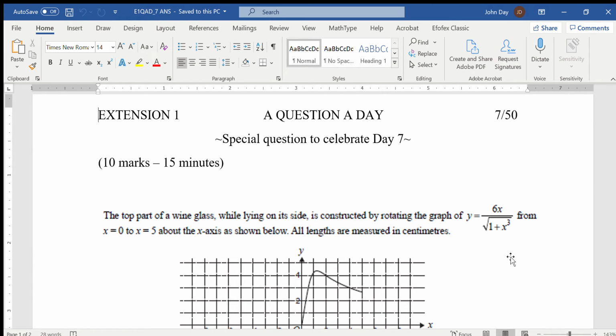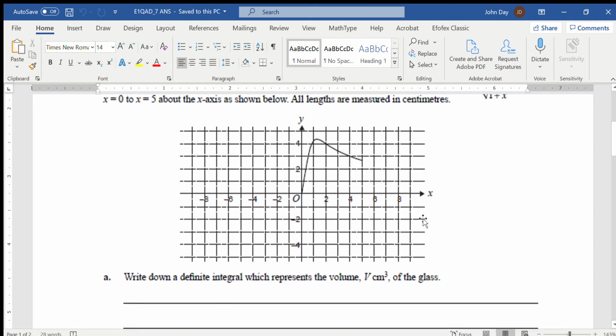Yay, a special question to celebrate day 7. Ooh, how special for us. Let's have a look and see what it is.